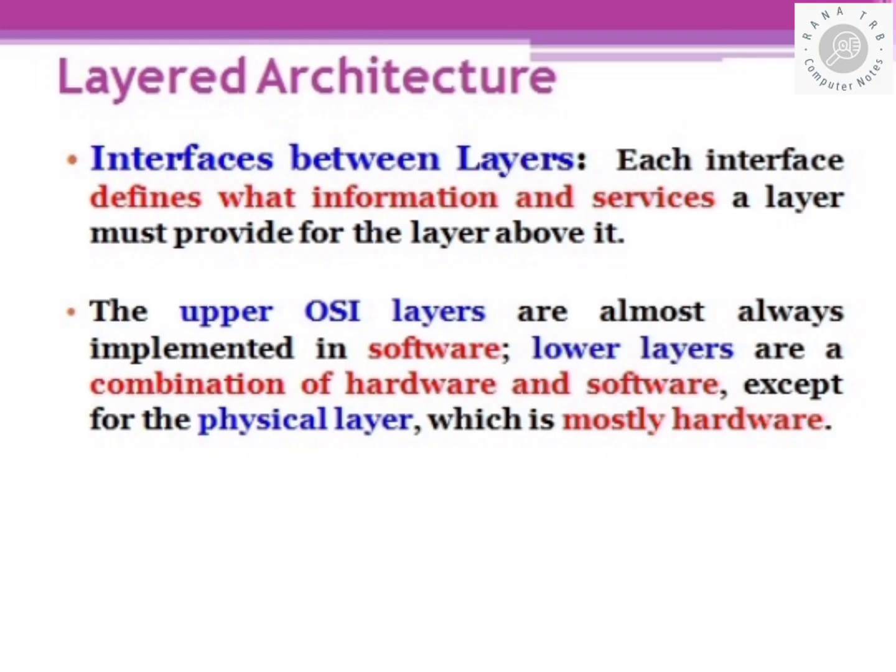That is the process of the interfaces. The upper OSI layers are almost entirely implemented in software. The lower layers are a combination of hardware and software, except the physical layer, which is mostly hardware. So the upper layers are mostly software, but the lower layers are a combination of hardware and software, and the physical layer is only hardware.